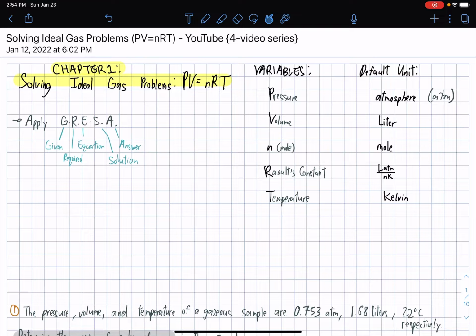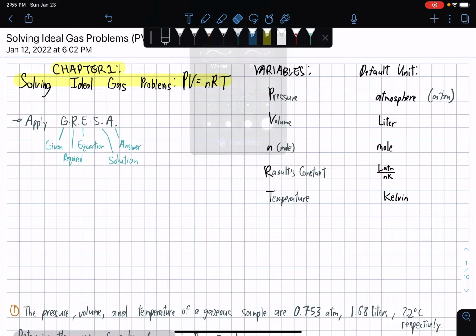Upon learning the basic or general concepts of the ideal gas law, we'll be having a 4 video series about how we're going to apply the gas law formulas with basic problems. So this video will be the first of the series. It will be about chapter 1, solving ideal gas problems. PV is equal to nRT. This is going to be the formula that our problems will revolve around. So without further ado, let's start.